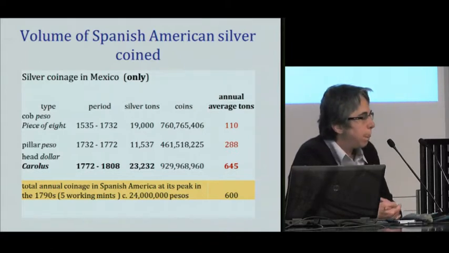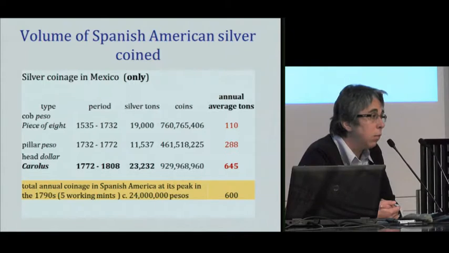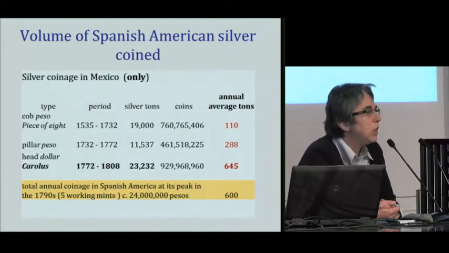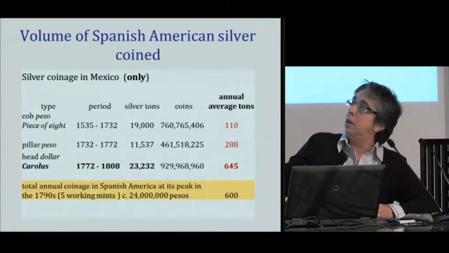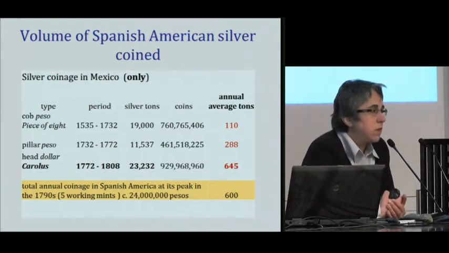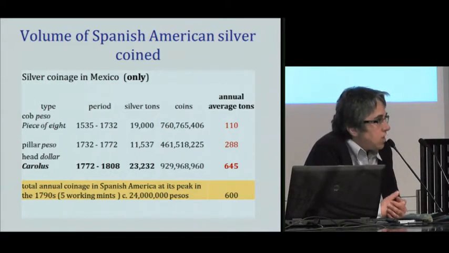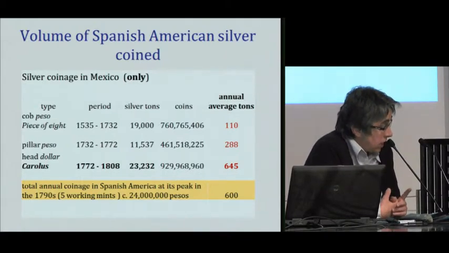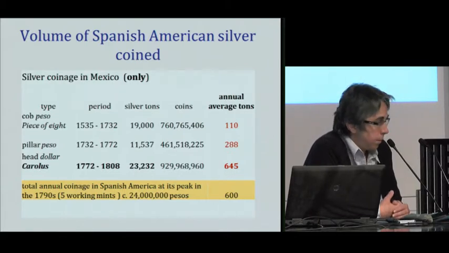Back to the volumes. That is only for Mexico. The volume of Spanish American silver not just produced or mined, but minted. And for the three types of coins, I would just like to call your attention to the last one, the Carolus, minted from 1772 to 1802, 1804, that amounted to 23,000 tons of silver. Remember that China imported 6,000 tons of silver in the whole of the 18th century, and Mexico only in 36 years produced 4 times more silver.